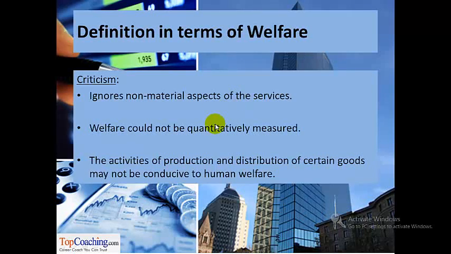Secondly, welfare could not be quantitatively measured because the marginal significance of money differs from rich to poor. For example, 100 rupees is relatively more important to the well-being of a poor person than to that of a wealthy person. Next point. Moreover, the activities of production and distribution of goods such as alcohol and tobacco may not be conducive to human welfare, but these scarce goods do satisfy human wants.